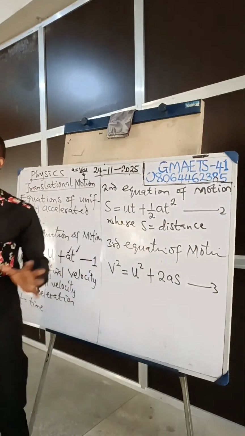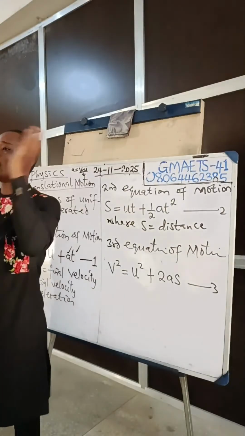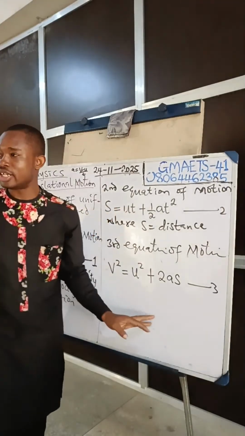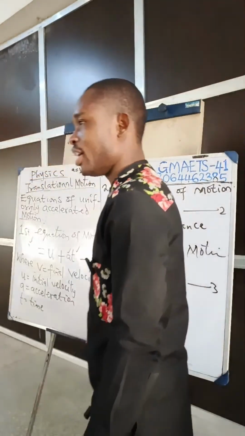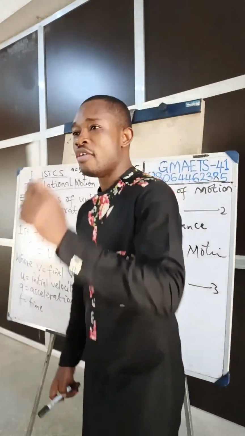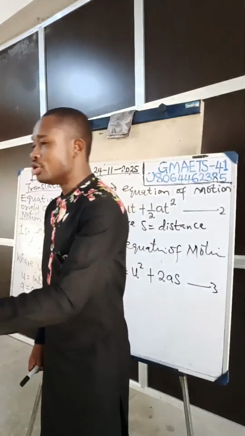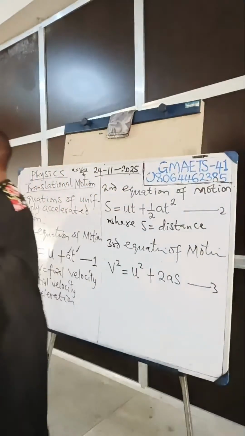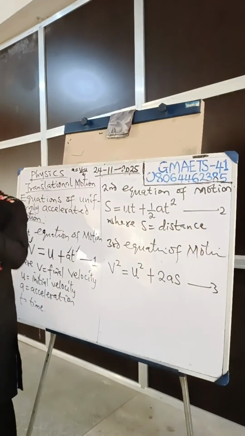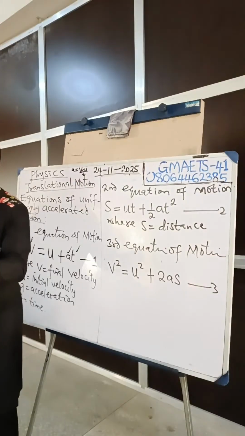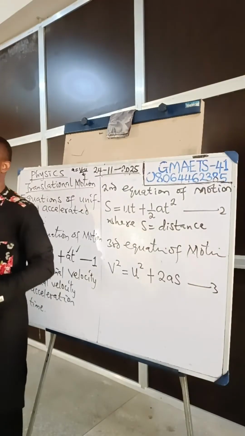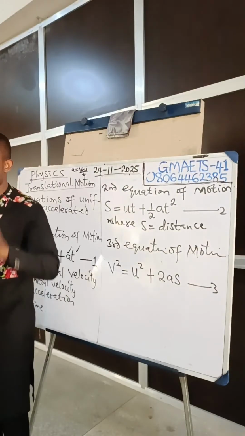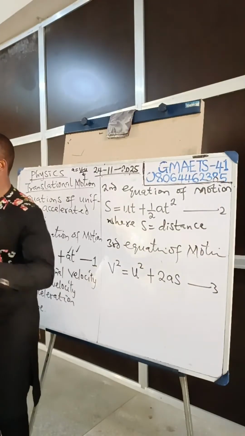These are the three equations of motion. Whenever you hear, state the three equations of motion. This is the first equation. This is the second and this is the third. Can we please read over them together? The first equation of motion, let us go. V equals U plus AT. Second equation of motion, S equals UT plus 1 over 2 AT squared. Third equation of motion, V squared equals U squared plus 2AS.